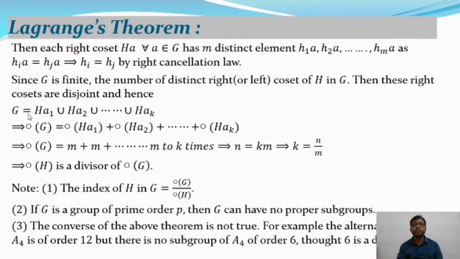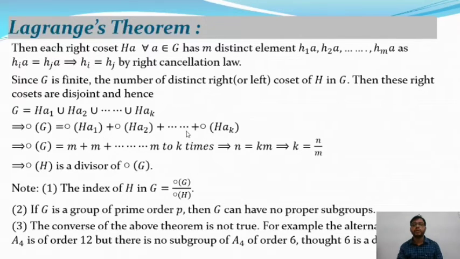So from this we conclude that order of G is equal to order of Ha1 plus order of Ha2 and up to order of Hak. And you know that order of Ha1 is equal to m, order of Ha2 is equal to m, and up to order of Hak, and it is also equal to m. So order of G is equal to m plus m and so on, up to k times.